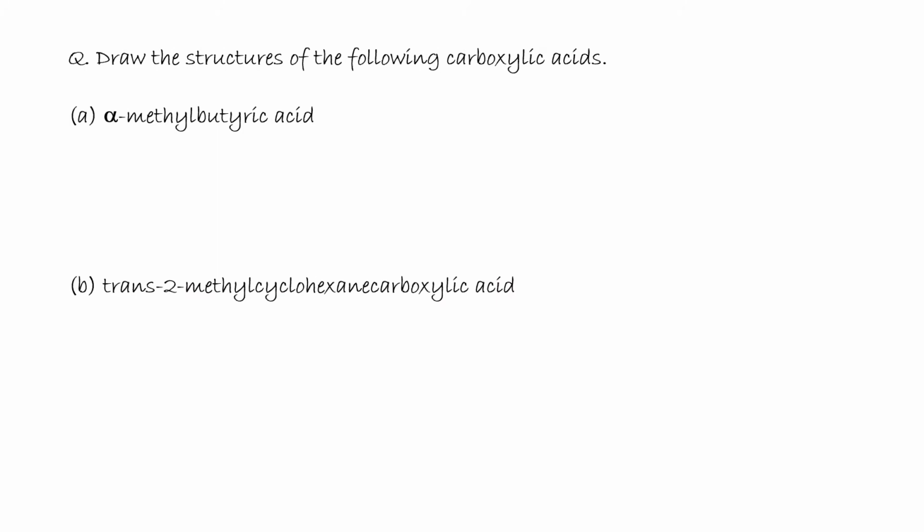Draw the structures of the following carboxylic acids. Alpha-methylbutyric acid. Butyric means we have 4 carbons. Here we have 4 carbons. Alpha means this one is alpha, okay, with a methyl group. This is the structure.